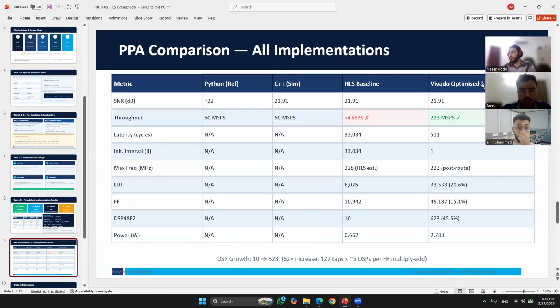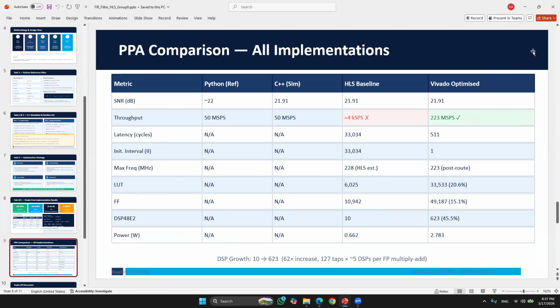You can see in this table the full picture across all four implementations. The most important thing to notice first is that the SNR stays locked at that 21.91 dB from C++ all the way through to the final FPGA. Every optimization we applied was purely about hardware scheduling. The filter math never changed.